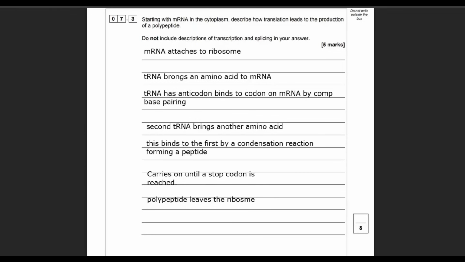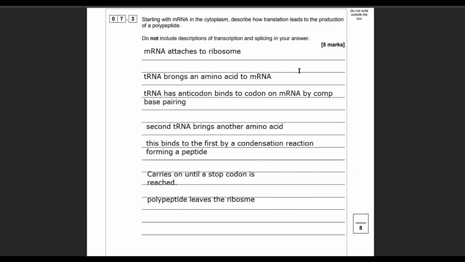Okay, there's probably some other things I could mention there. For instance, I talked about it carrying on until a stop codon. I should have said this process carries on until a stop codon is reached, or is repeated with many tRNAs bringing amino acids. I could say the previous tRNA always leaves after the peptide bond is formed. And I could have mentioned the start codon, which would have been better for the flow. I could have said tRNA brings an amino acid to the mRNA at the start codon, to maximize my marks.